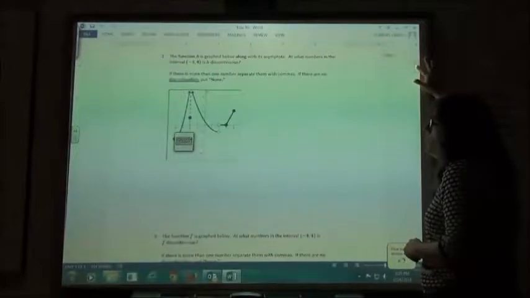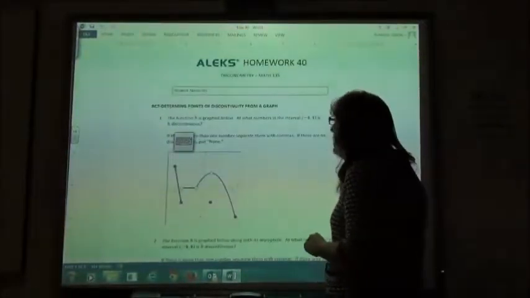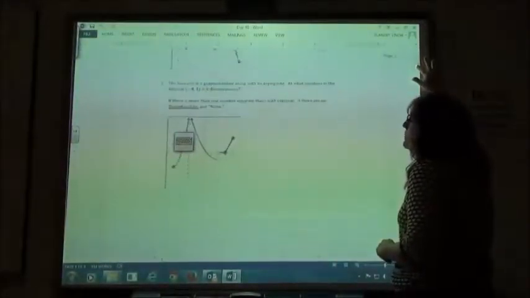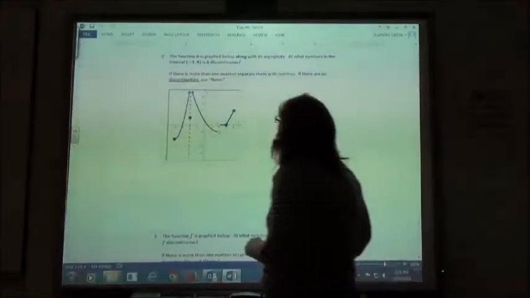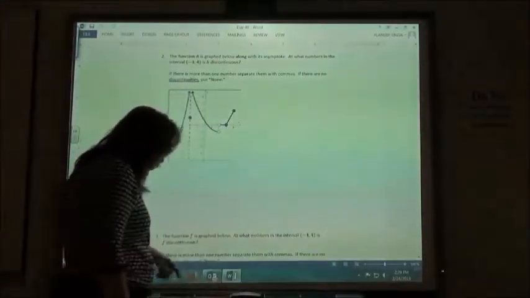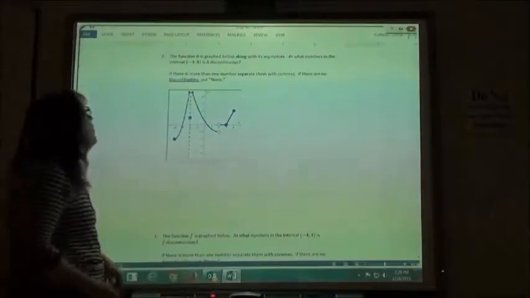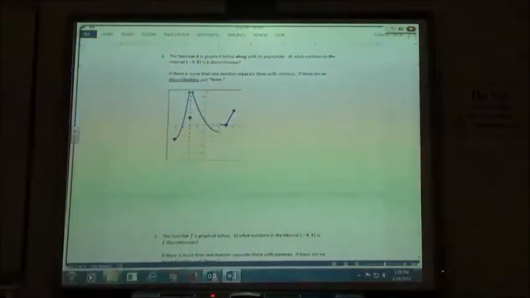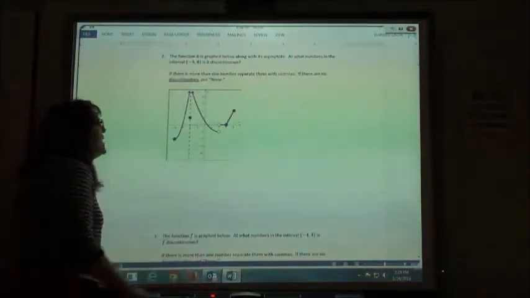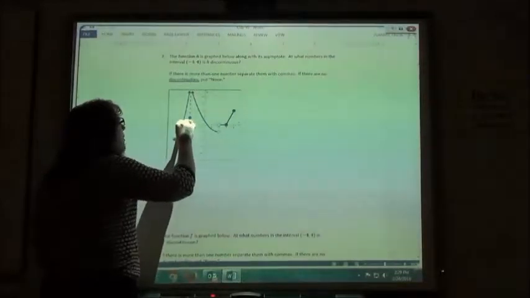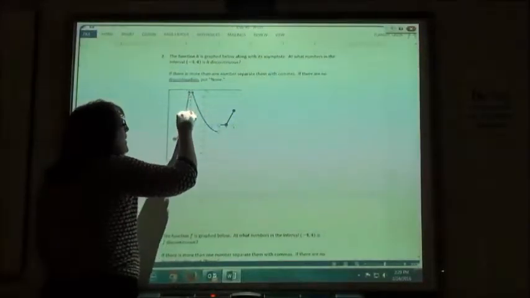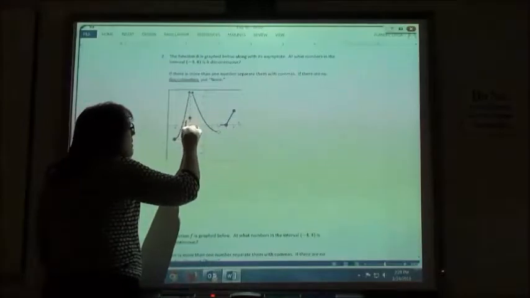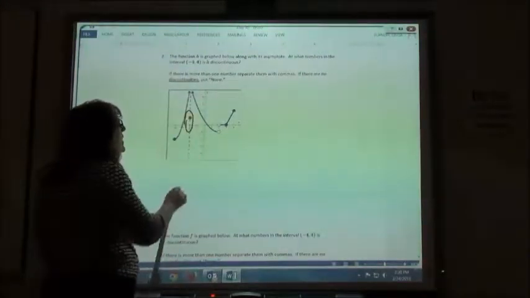So number 2, again, I have my function. I'm looking at my graph between the interval of -4 and 4. I'm looking for points where my graph is discontinuous. So here I'm going along my graph, but in order to get to here, I would have to jump off of there. So here is a point where I'm discontinuous.